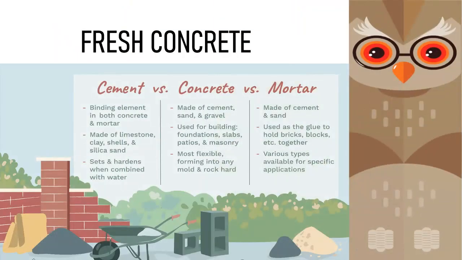So, we are going to learn about the fresh concrete. Before that, what's the difference between cement, concrete, and mortar? Cement is a fine powder that hardens when mixed with water and is used in many building mixes. Cement is a binder, similar to flour in a recipe.